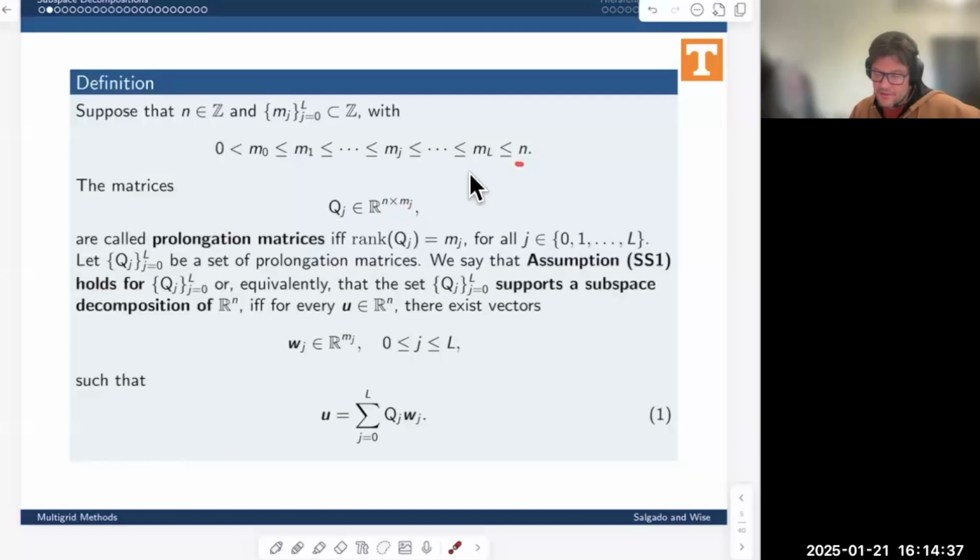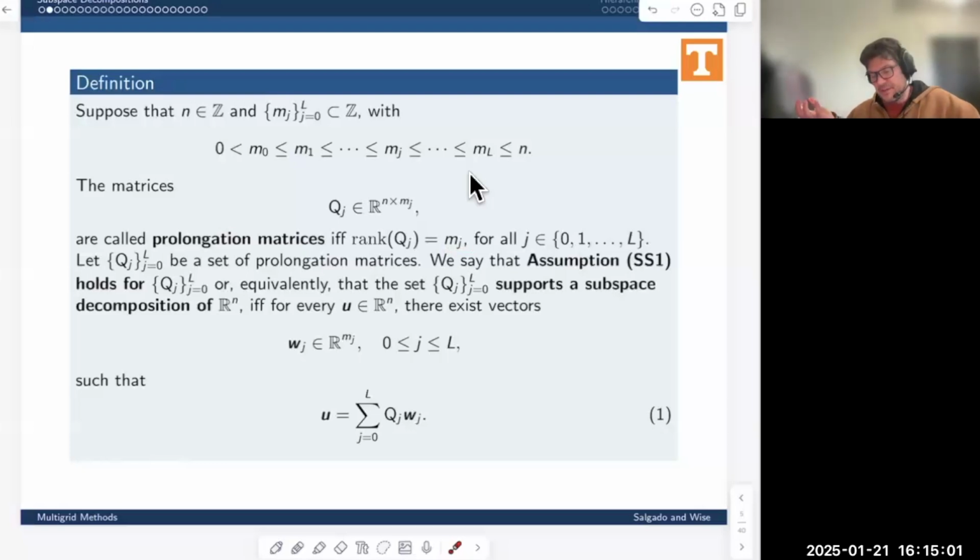So this could be like 20, and this could be equal to 5. So it's a tall and thin matrix. Such a matrix we're going to call a prolongation matrix as long as its rank is equal to the lesser of those two numbers, which in this case is mj. So each of these Qj matrices has to be full rank. If they're full rank, then we're going to call them a prolongation matrix.